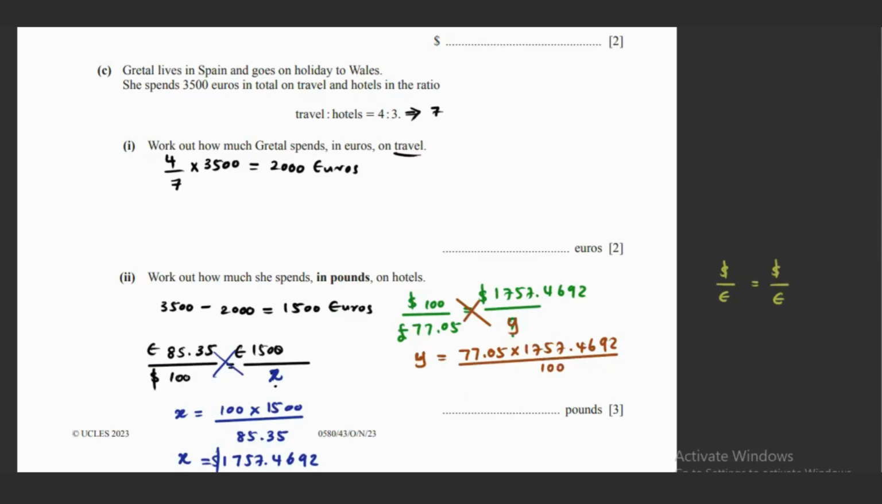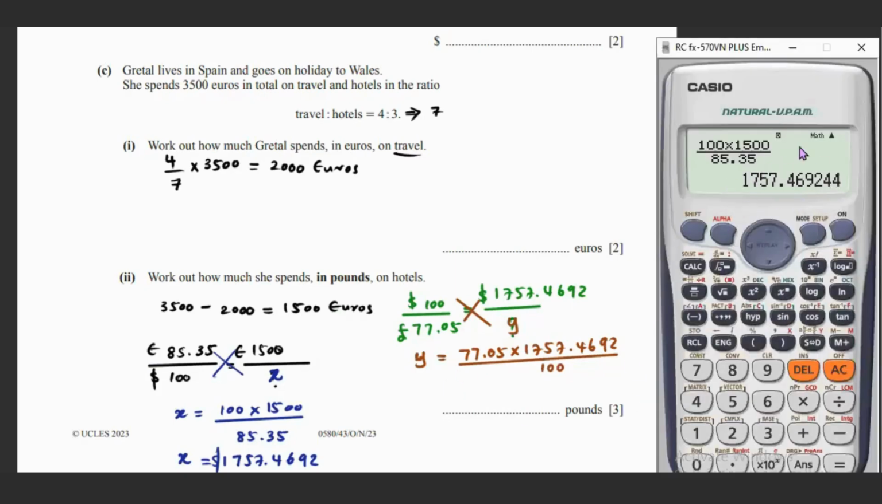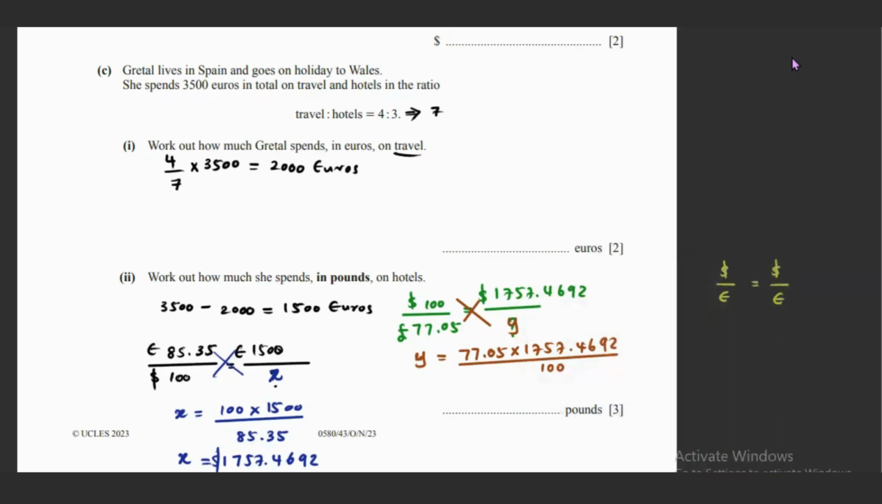I'm going to put this in the calculator. I'm going to use the amount that is given in the calculator here, times that by 77.05. Then this answer should be divided by 100. When I do that, I get 1,354.13 pounds. So we need to write it in pounds.